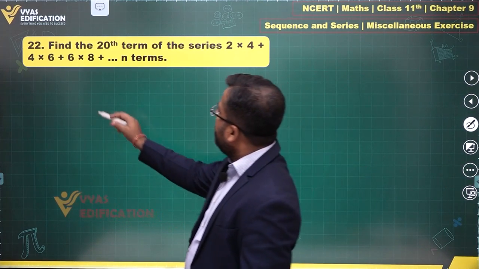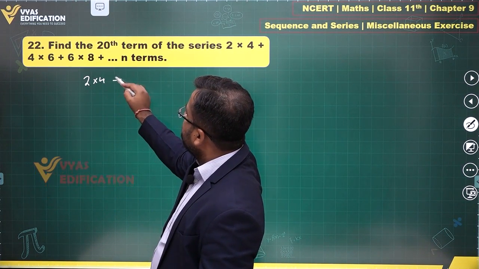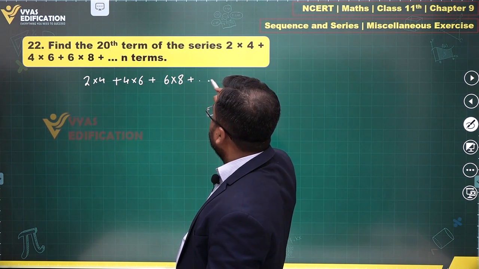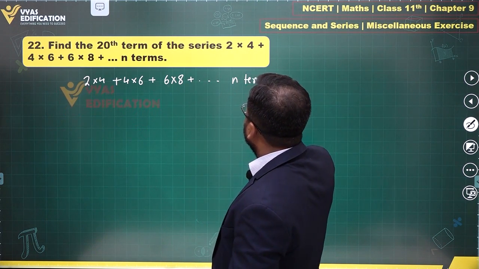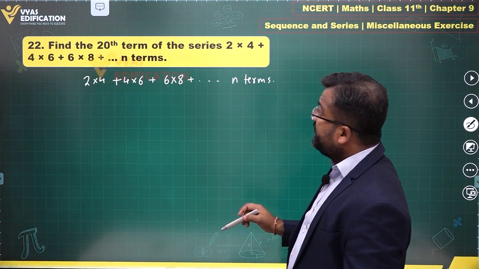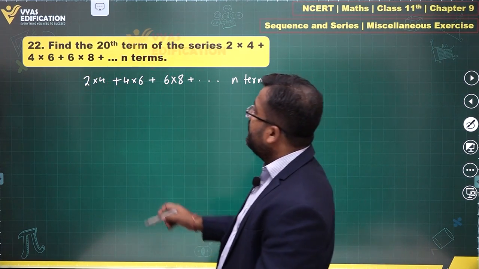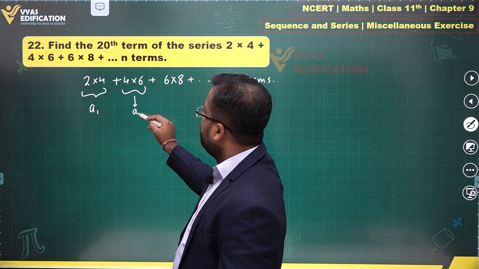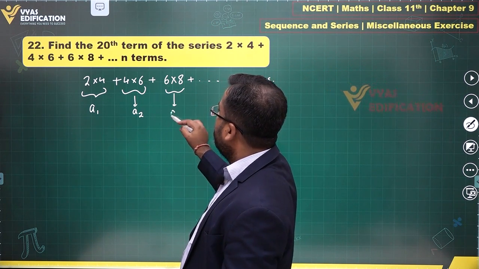Question number 22 says find the 20th term of the series. So what do we have? We have 2 into 4 plus 4 into 6 plus 6 into 8 plus dot dot dot n terms. What are we interested in? We are interested in the 20th term of the series. This here is the first term, A1, A2. We can use T1, T2 as well, but this is A3.